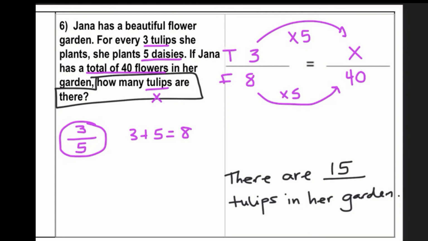The tricky thing with this problem is you're given a part to part, but your answer is looking for a part to total. So we had to change our part to part to be a part to total. And if you think about that, if you have 3 tulips for every 5 daisies, then you have 3 tulips for every 8 flowers, because the 3 plus 5 gives us the total flowers they're talking about in that ratio.